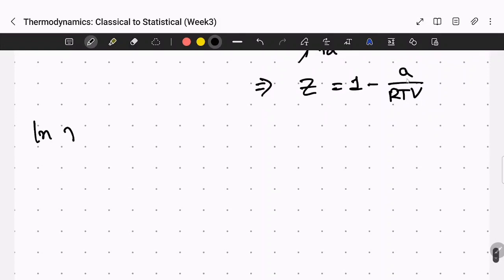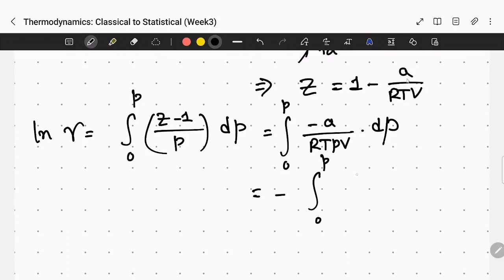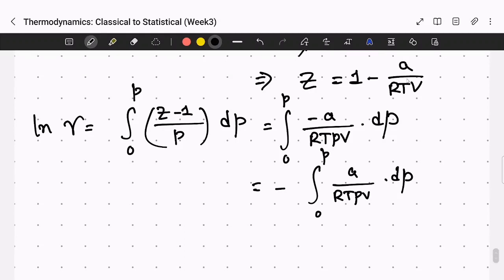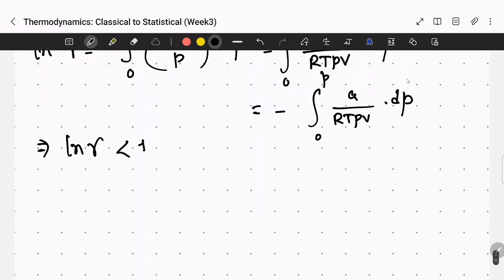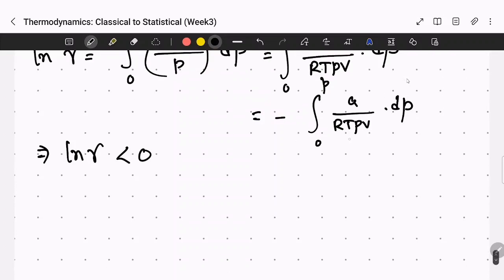Now we have to just put it in ln gamma. What was ln gamma? Ln gamma was the integral from 0 to P of (Z minus 1) by P into dP. So Z minus 1 will be minus A by RTV. So we can write it as minus A by RTPV into dP, so it is minus the integral from 0 to P. Here everything is positive. So ln gamma is less than 0, not less than 1, because everything here is positive, so this part is greater than 0, and there is a negative sign. So it is less than 0, means gamma is less than 1.